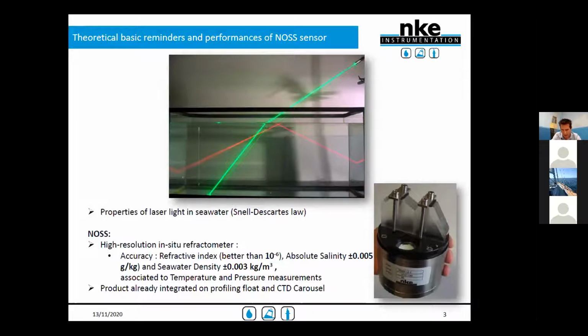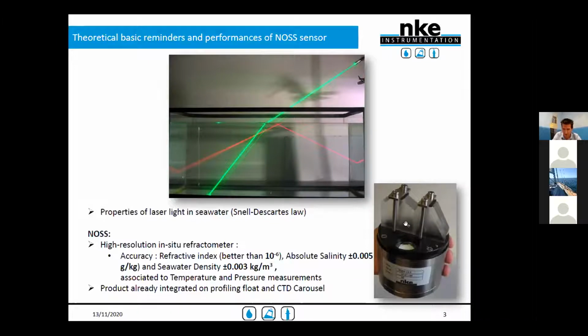This sensor has the particularity of having an accuracy in refractive index better than 10 to the minus 6, an absolute salinity accuracy determined after calculation of 0.005 gram per kilogram, and, after calibration in laboratory, an accuracy of density of 0.003 kilogram per meter cubed.